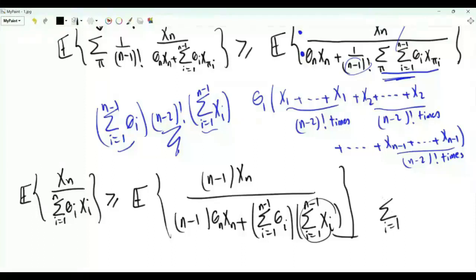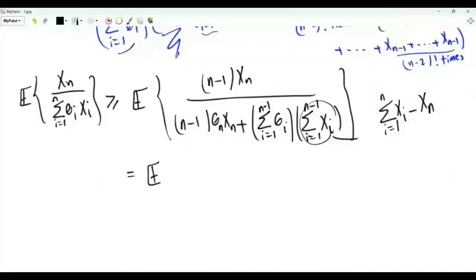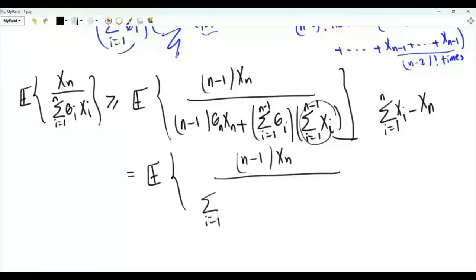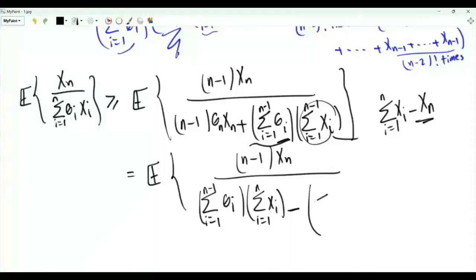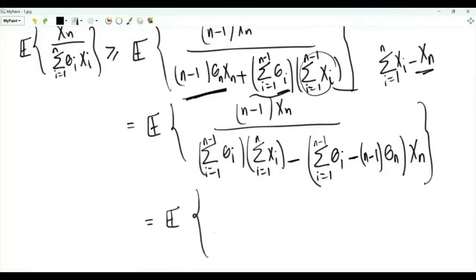Rewrite this sum as the sum over all n random variables minus xn. We write this expectation as the expectation of (n-1)xn. Downstairs we have the sum of the thetas from i to n-1 times the sum of all x random variables. We still have this sum times xn. There is also this part here. Divide the numerator and denominator by the sum of the random variables.